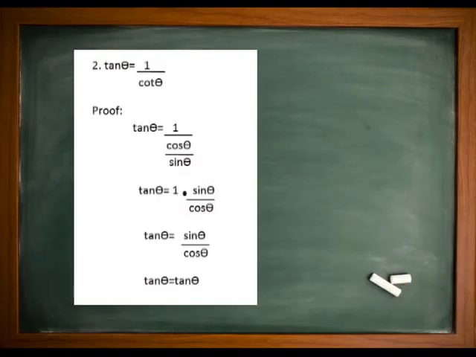Number 2. Tangent theta equals 1 over cotangent theta. Proof. Tangent theta equals 1 over cosine theta over sine theta. Tangent theta equals 1 times sine theta over cosine theta. Tangent theta equals sine theta over cosine theta, which means tangent theta equals tangent theta.